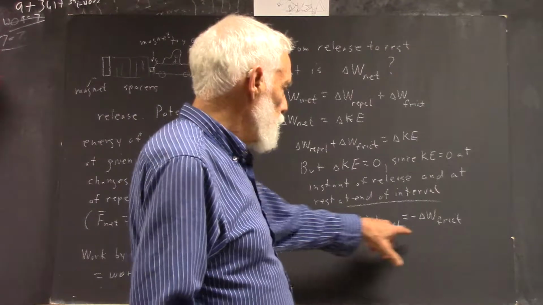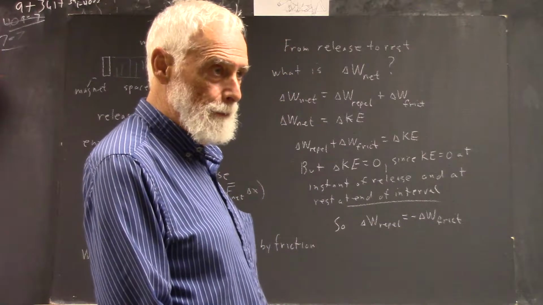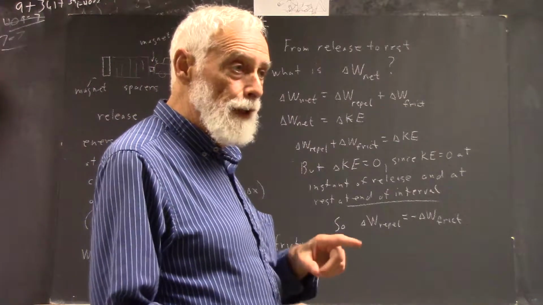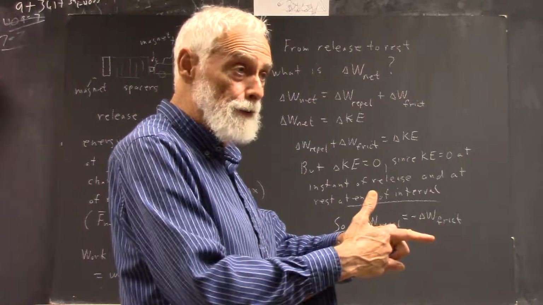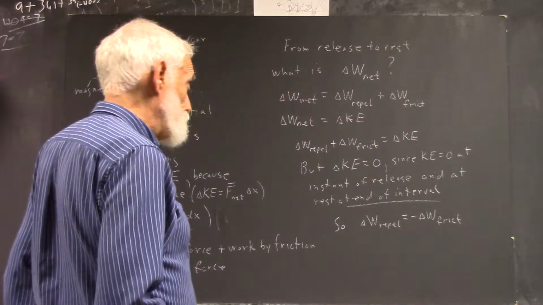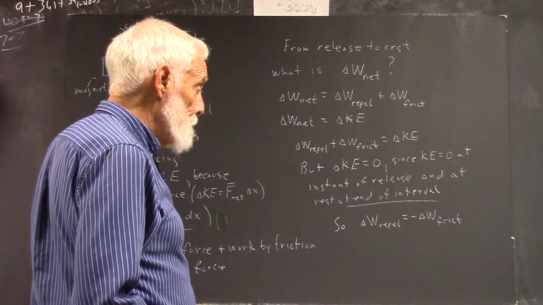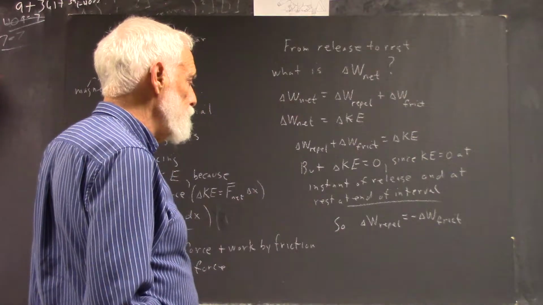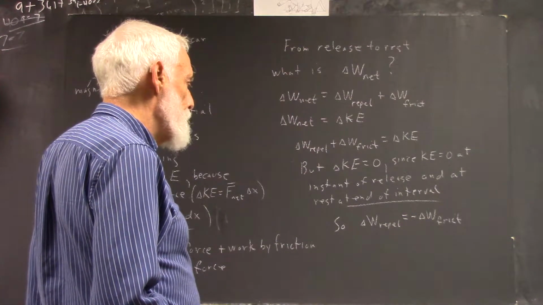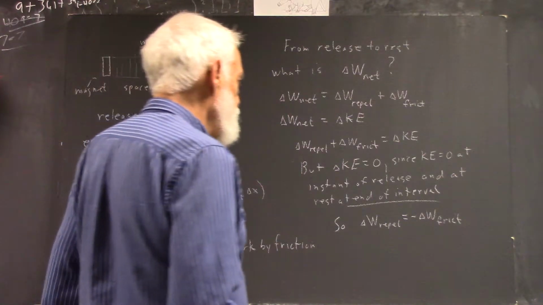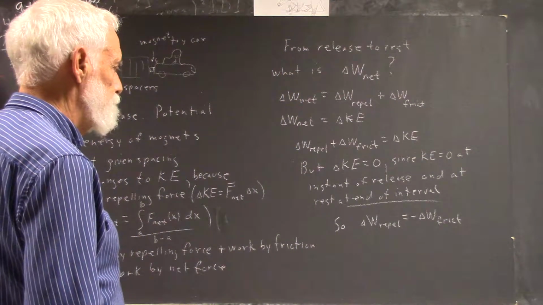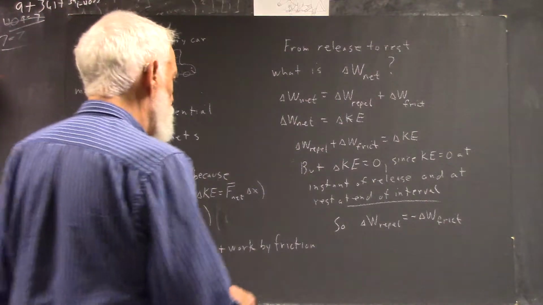So the work done by the repelling force is equal and opposite to the work done by friction. And the work done by friction, of course, is negative because the car's moving this way and the force is this way, so you multiply in opposite signs, right? Okay, we're going to make a definition now.